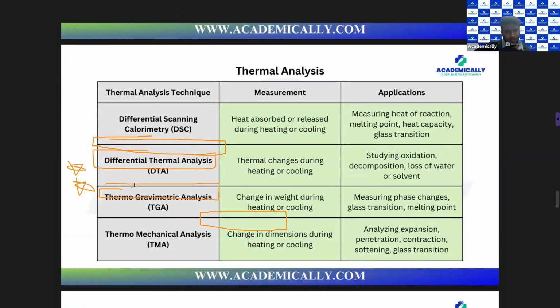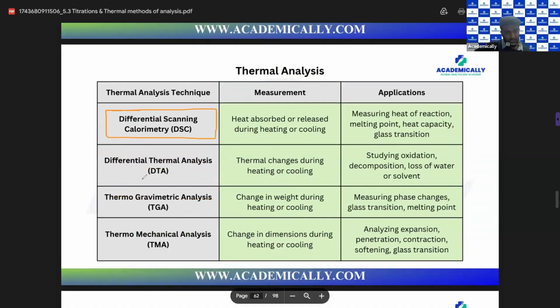Next up, we have thermal analysis. In this, there was a question in GPAT 2023 on thermogravimetry analysis, and in NIPER 2023 on differential thermal analysis. What is measured in differential scanning calorimetry? The heat absorbed or released during heating and cooling. And it is useful for heat capacity and glass transition. Many polymers have a glass transition temperature, Tg. You call it Tg, the glass transition temperature.